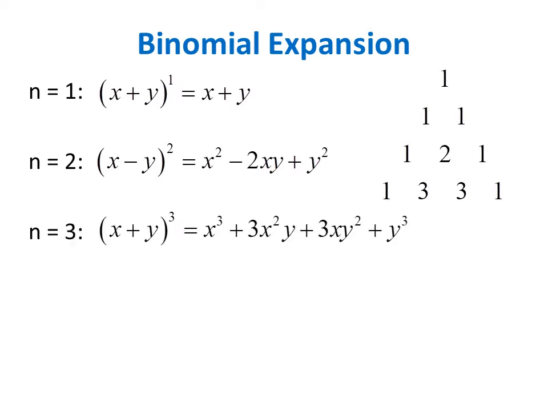Okay, next, what if the given exponent n is equal to 3? Let's say we have x plus y that is raised to the exponent 3. Okay, first step, write the expressions. So we have the first term of the binomial x raised to the given exponent 3, times the second term y raised to 0. y to the 0 is 1, so we only have x cubed.